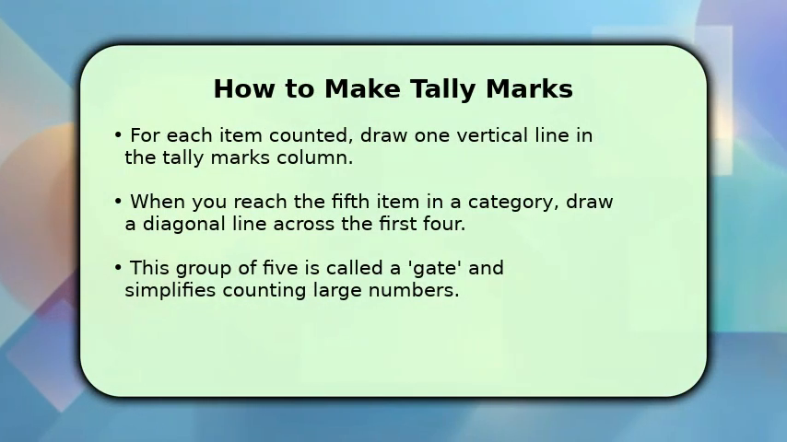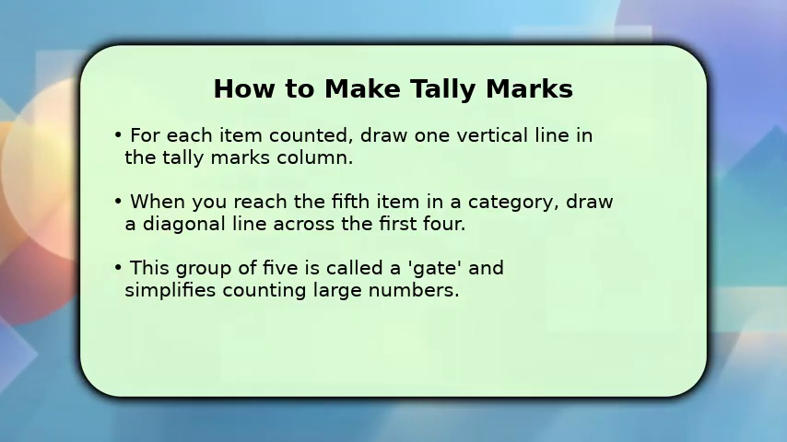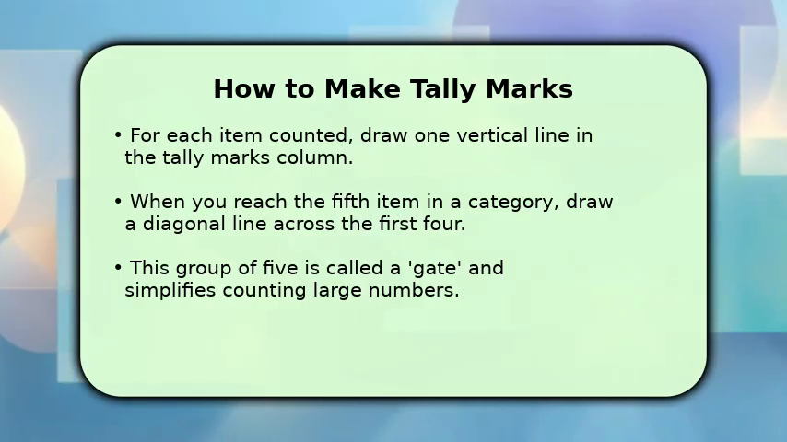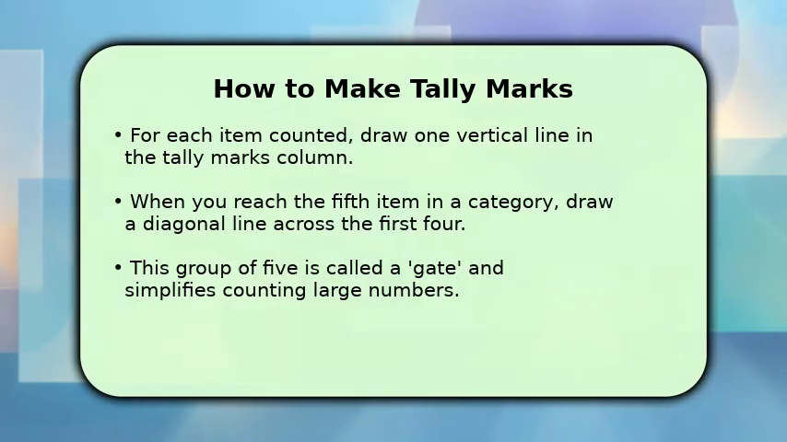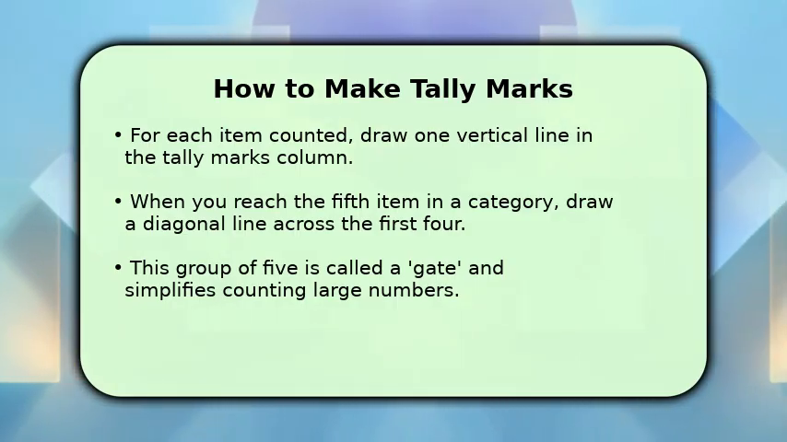Here's the core technique for making tally marks. For every item you count, draw a single vertical line in the tally marks column next to its category. When you get to the fifth item for that category, draw a diagonal line across the previous 4 vertical lines. This creates a neat bundle of 5, often called a gate. This grouping makes it incredibly easy to count by fives, speeding up your data analysis significantly.